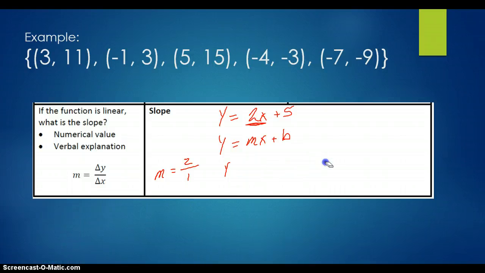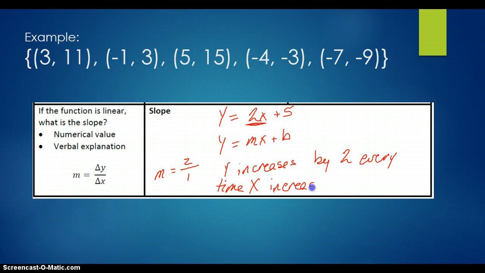Let's say y increases by 2 every time x increases by 1. And that's it, guys.